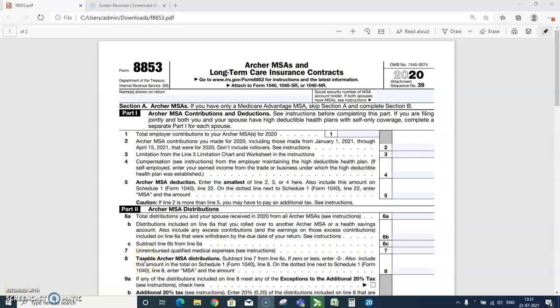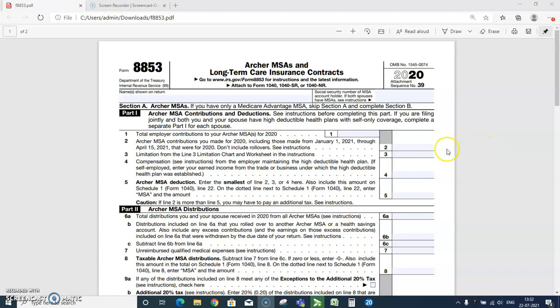Hello everyone. Today we are going to discuss Form 8853, Archer MSA and long-term care insurance contracts. Generally, we use Form 8853 to report Archer MSA contributions, including employer contributions, figure your Archer MSA deduction, report distributions from Archer MSAs or Medicare Advantage MSAs, report taxable payments from long-term care (LTC) insurance contracts, report taxable accelerated death benefits from a life insurance policy.